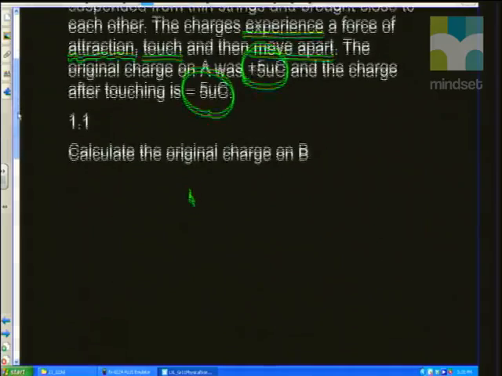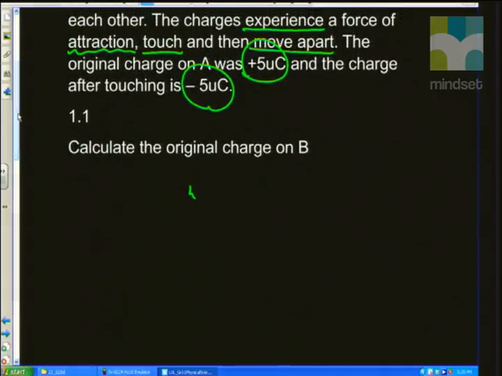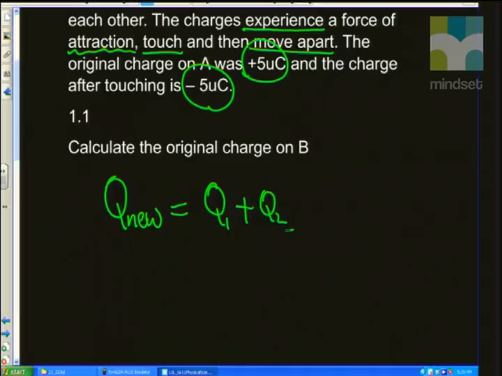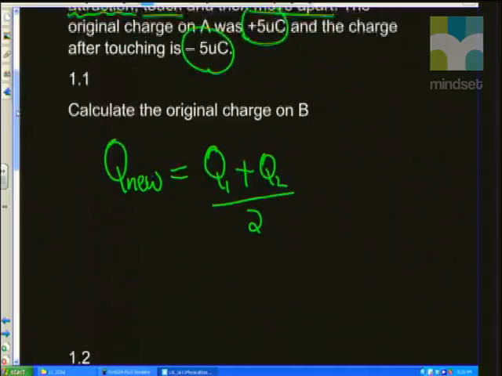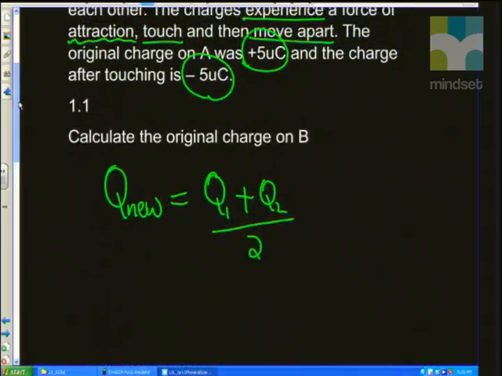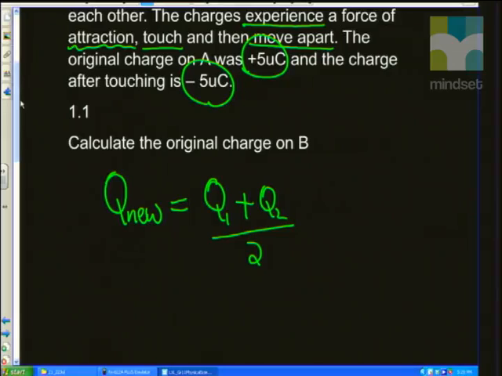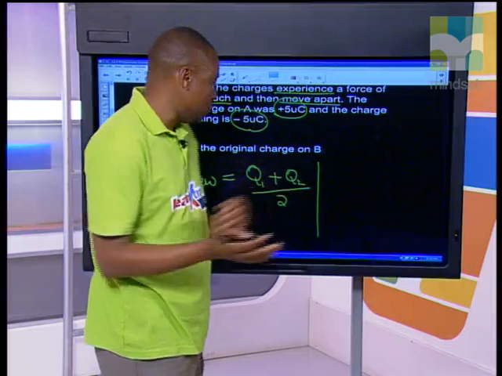The first question says, calculate the original charge on sphere B. All right, now let's have a look at it. We know that Q new, we have two spheres, so Q new would be equal to Q on the first one plus Q on the second one, and because they are 2, we divide by 2. Now, the new charge, and of course here I don't have to convert because I'm just interested in the new charge, but I can convert later on to work out other things. But let me just work it out, because we will be expected to convert, so let's use the opportunity to learn to do that.